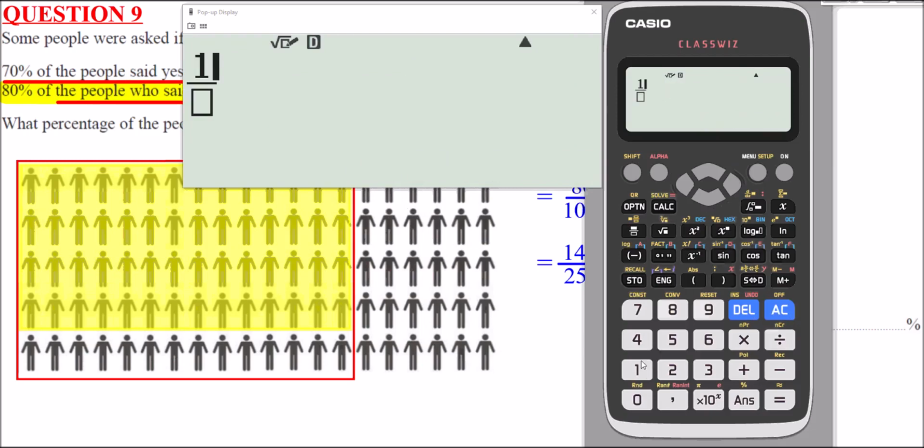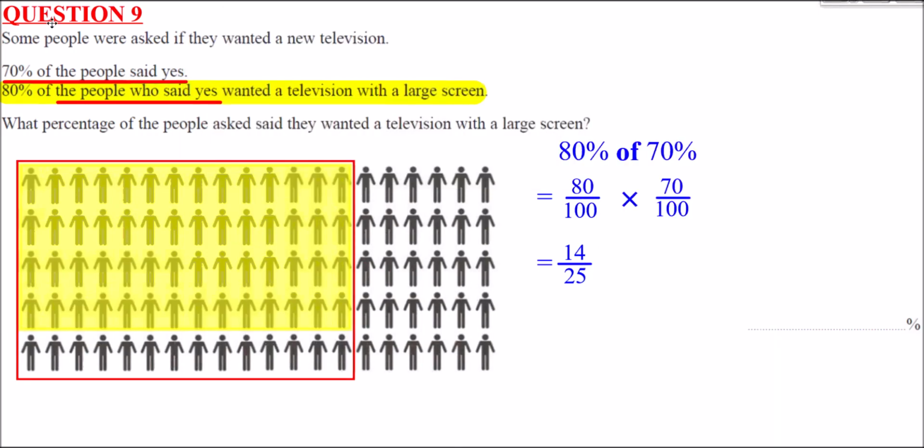If I type in 14 over 25, press equals, it shows 0.56, which you should know really is the same as 56%. So our final answer for question 9 is 56% of those people is the percentage we need. That's how many people want a new TV with a large screen.